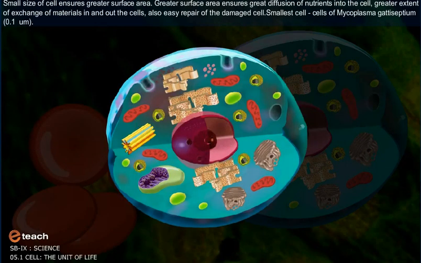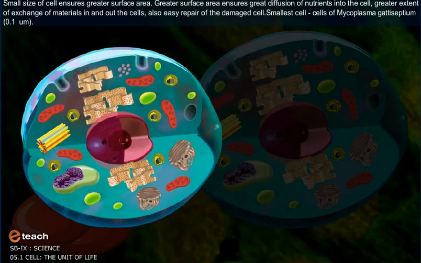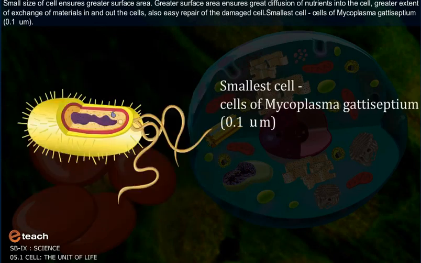Small size of cell ensures greater surface area. Greater surface area ensures greater diffusion of nutrients into the cell, greater extent of exchange of materials in and out of the cells, also easy repair of the damaged cell. Smallest cell, cells of Mycoplasma gallisepticum, 0.1 micrometer.